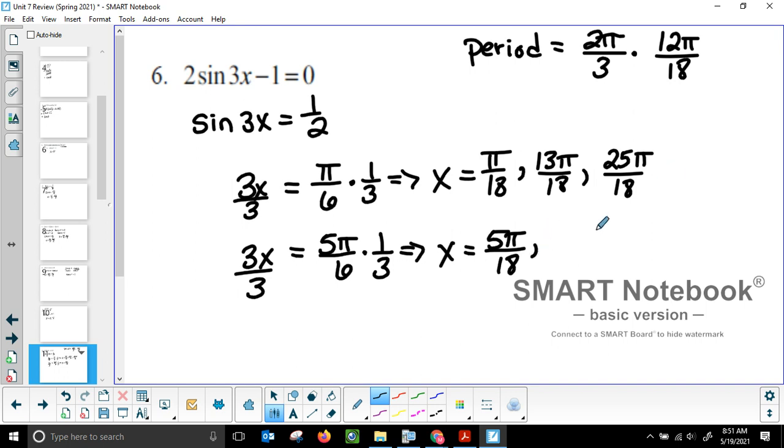I can do the same thing down here. When I add 12 pi over 18, I will get 17 pi over 18, which is still fine. If I do it again, I will get 29 pi over 18, which again is still fine. If I tried again, I would get 41 pi over 18, which would be too big. All right, so these are all of our solutions between 0 and 2 pi. So do be mindful that if your period changes, you have to see if you can continue to add solutions where you need them.